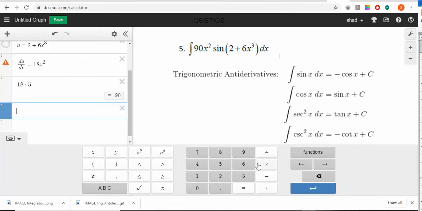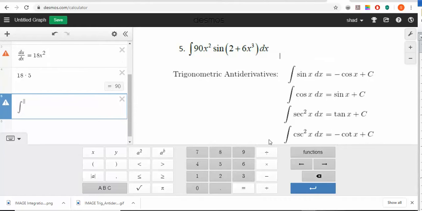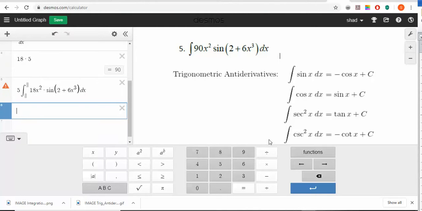The integral, if we go to functions, and then we're going to go to miscellaneous, and I believe that's the integration symbol. Okay, we're going to have the integral 5 times 18x to the second power times the sine of 2 plus, not 2x, but 2 plus 6x cubed dx. Okay, now I don't care that it's not giving me a value there. It's showing me what's going on there.